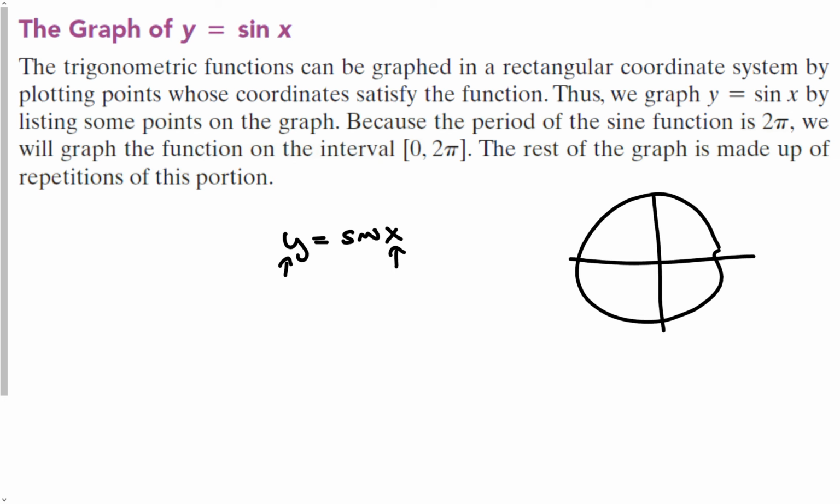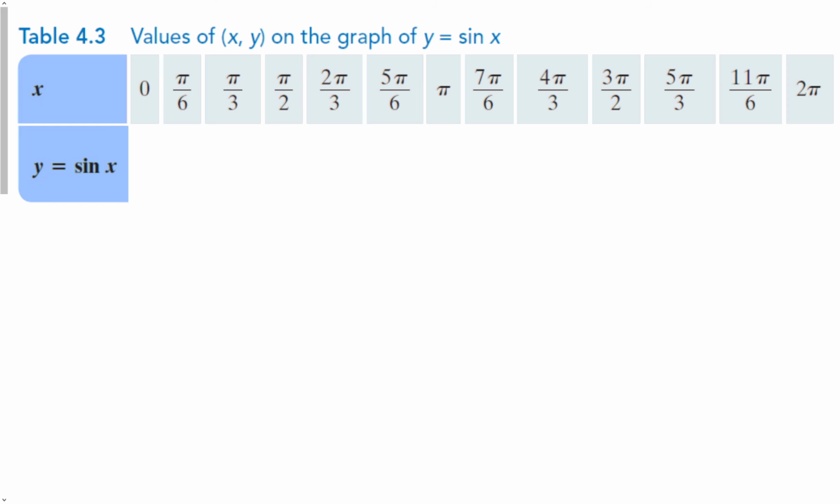And because the period once around the unit circle is 2 pi, we're going to graph this function on the interval from 0 to 2 pi and then repeat it, right? The y coordinate on this angle is the same as the y coordinate on an angle that goes all the way around. So one benefit of graphing the sine function and the cosine function is that we only have to graph one period and then we can repeat it. So let's graph one period.